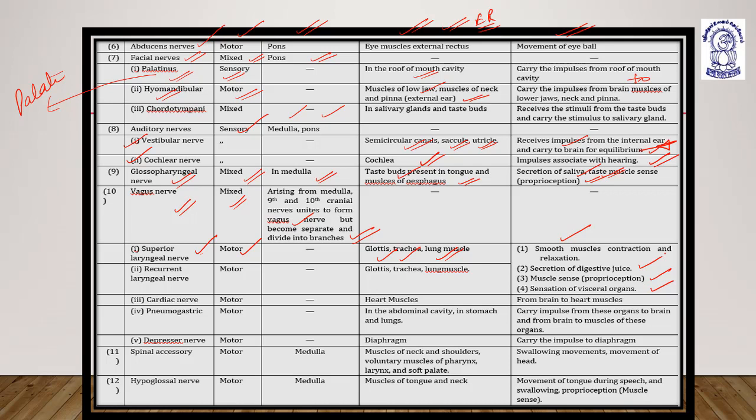So the vagus nerve, which is supposed to be the combined ninth and tenth cranial nerves, further has a first part, the superior laryngeal nerve, which is motor in function, and it supplies the glottis, trachea, and lung muscles. It helps in smooth muscle contraction and relaxation, in the secretion of digestive juice, in muscle sense, that is proprioception, and in the sensation of visceral organs.